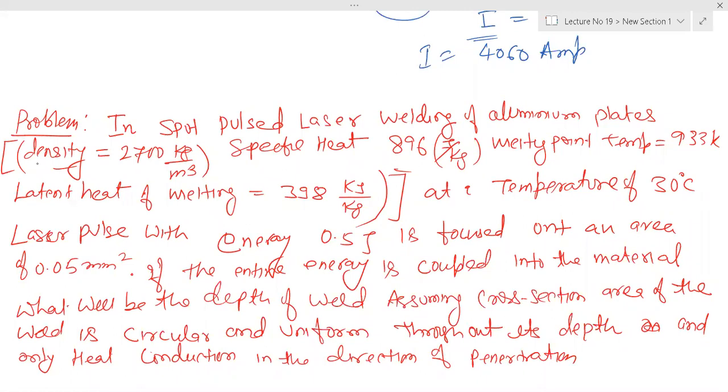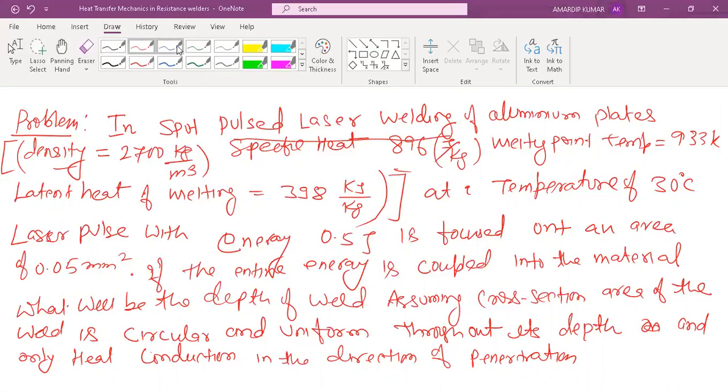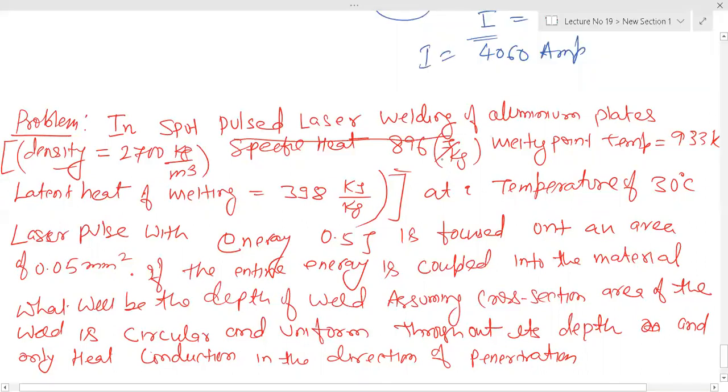Okay, please solve this. So in a spot pulse laser welding, it is not your spot resistance welding. It is a pulse laser welding of aluminum plates. The density is given, the melting temperature is given, latent heat is given, and the surrounding temperature is given.